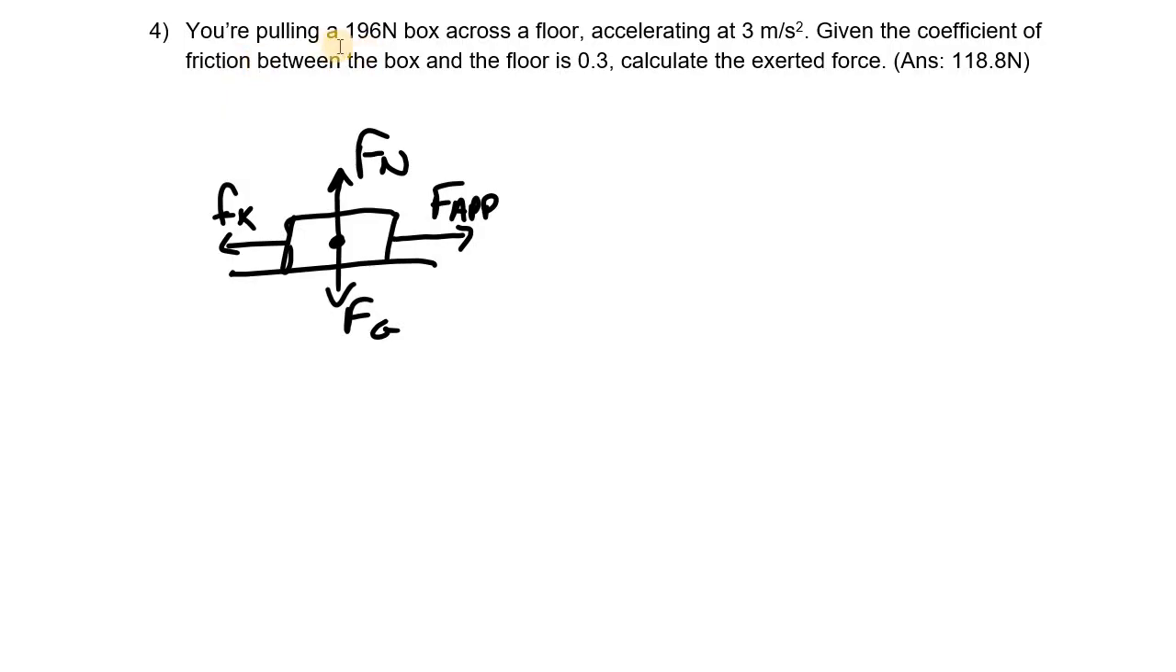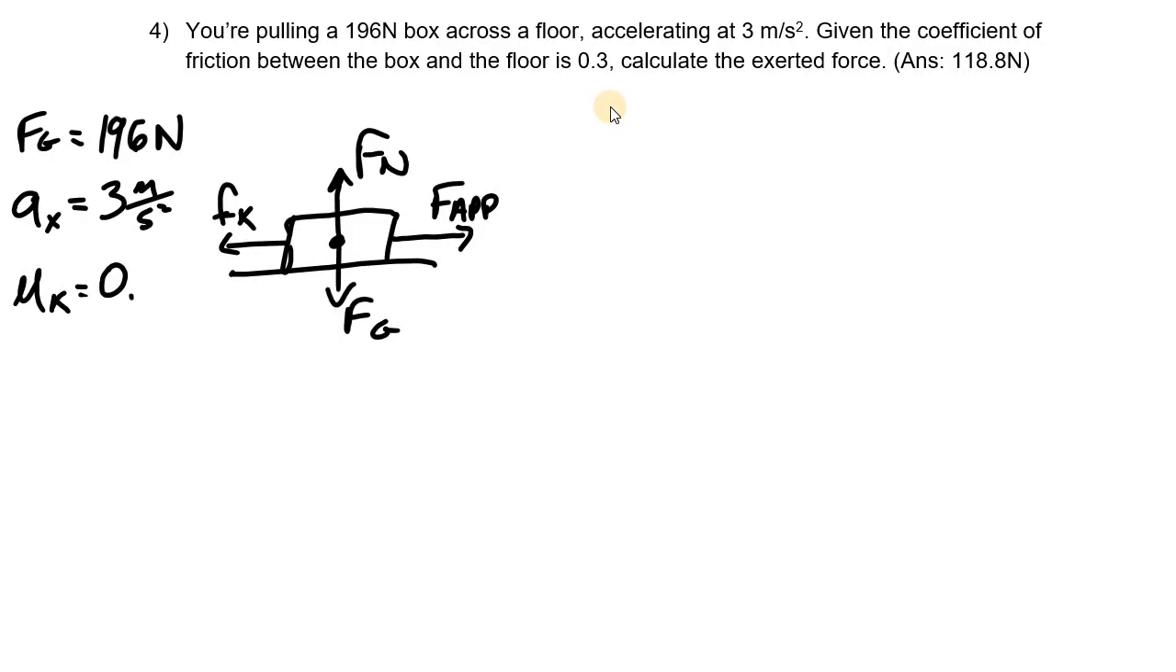Now let's pull out our given information. You're pulling a 196 Newton box across the floor, so that sounds like our force due to gravity acting on the box is 196 newtons. And it's accelerating at 3 meters per second squared, and I would actually say that it's accelerating in the x direction. Given the coefficient of friction between the box and the floor is 0.3, so that's our mu k equal to 0.3. Calculate the exerted force. Okay, and I believe that's all the information that we're given here.